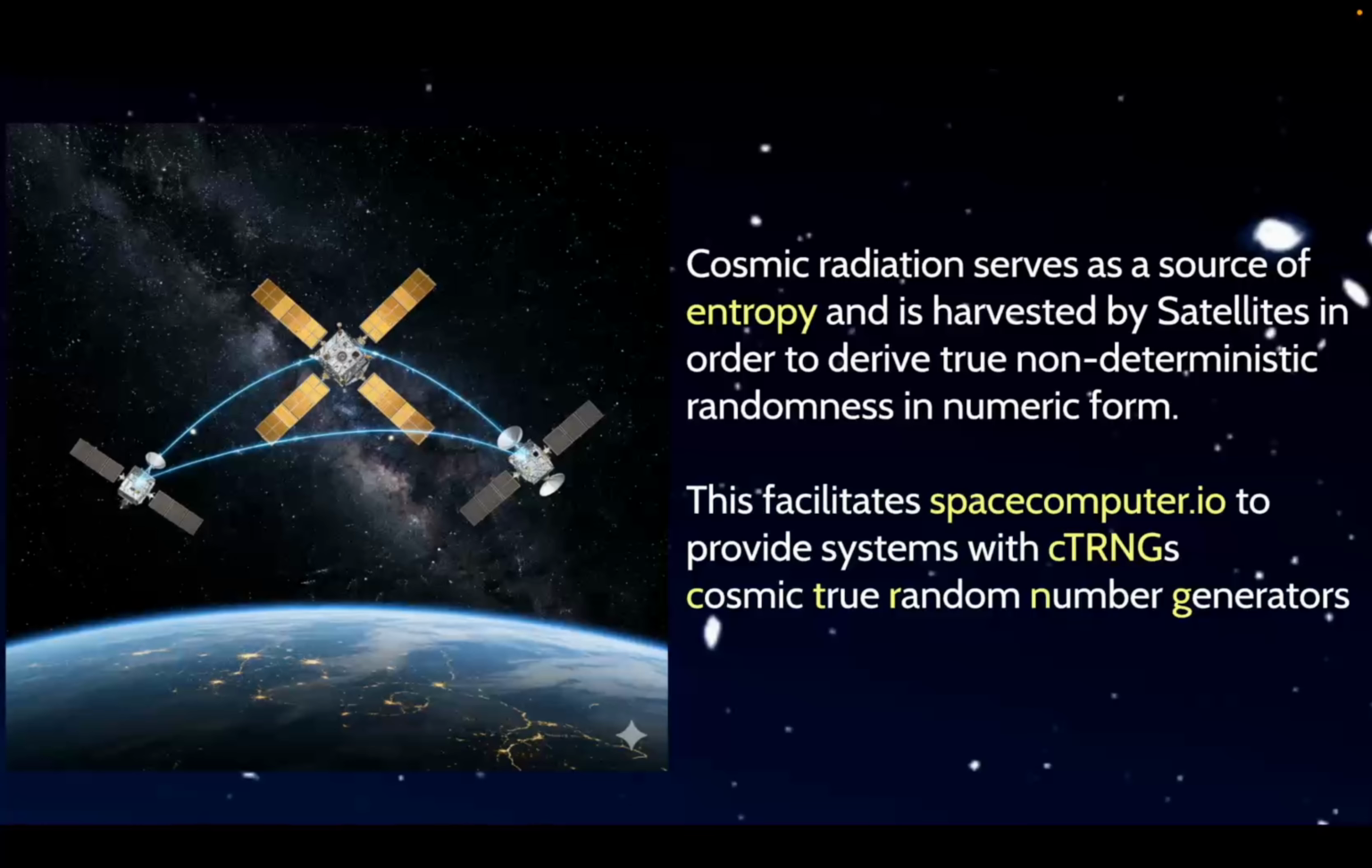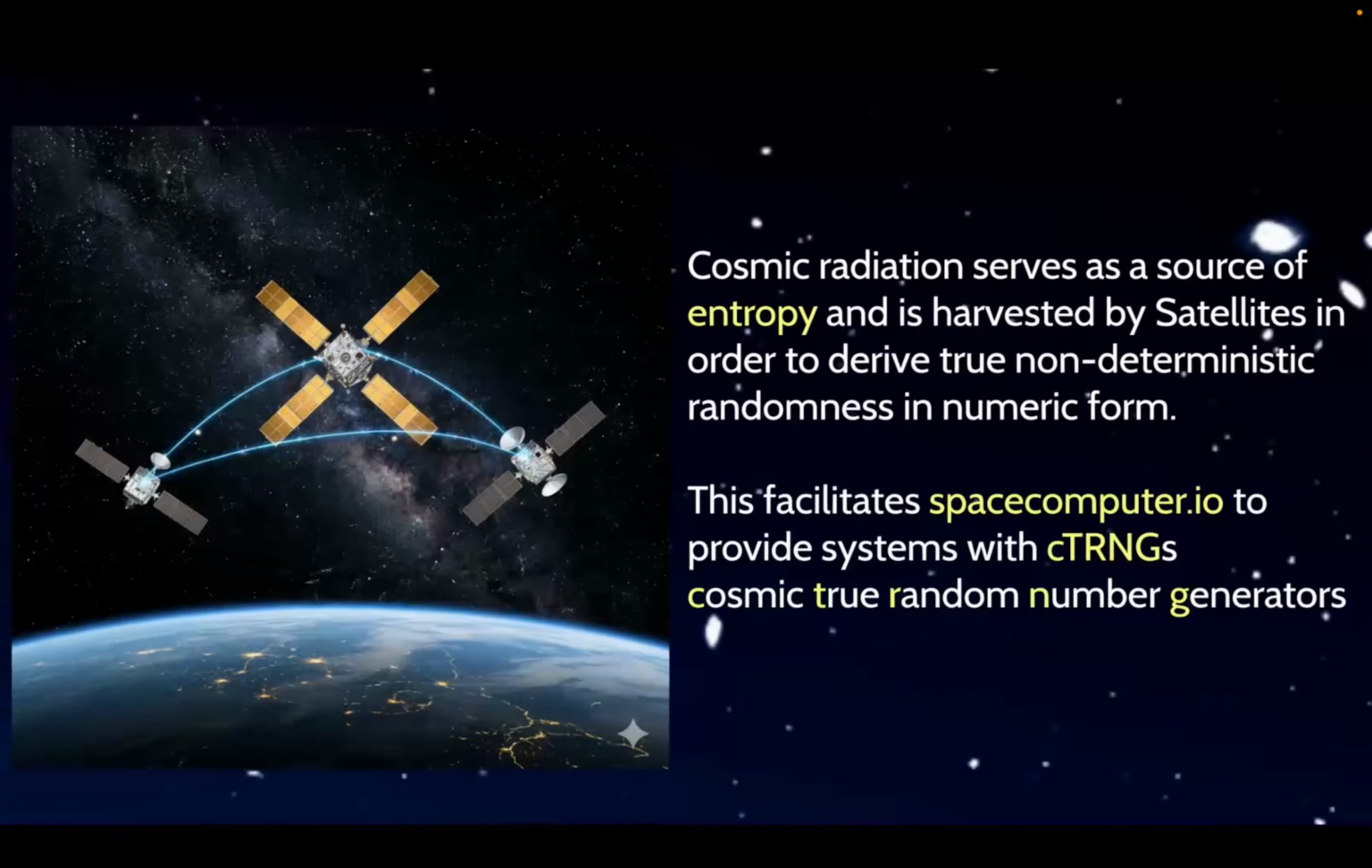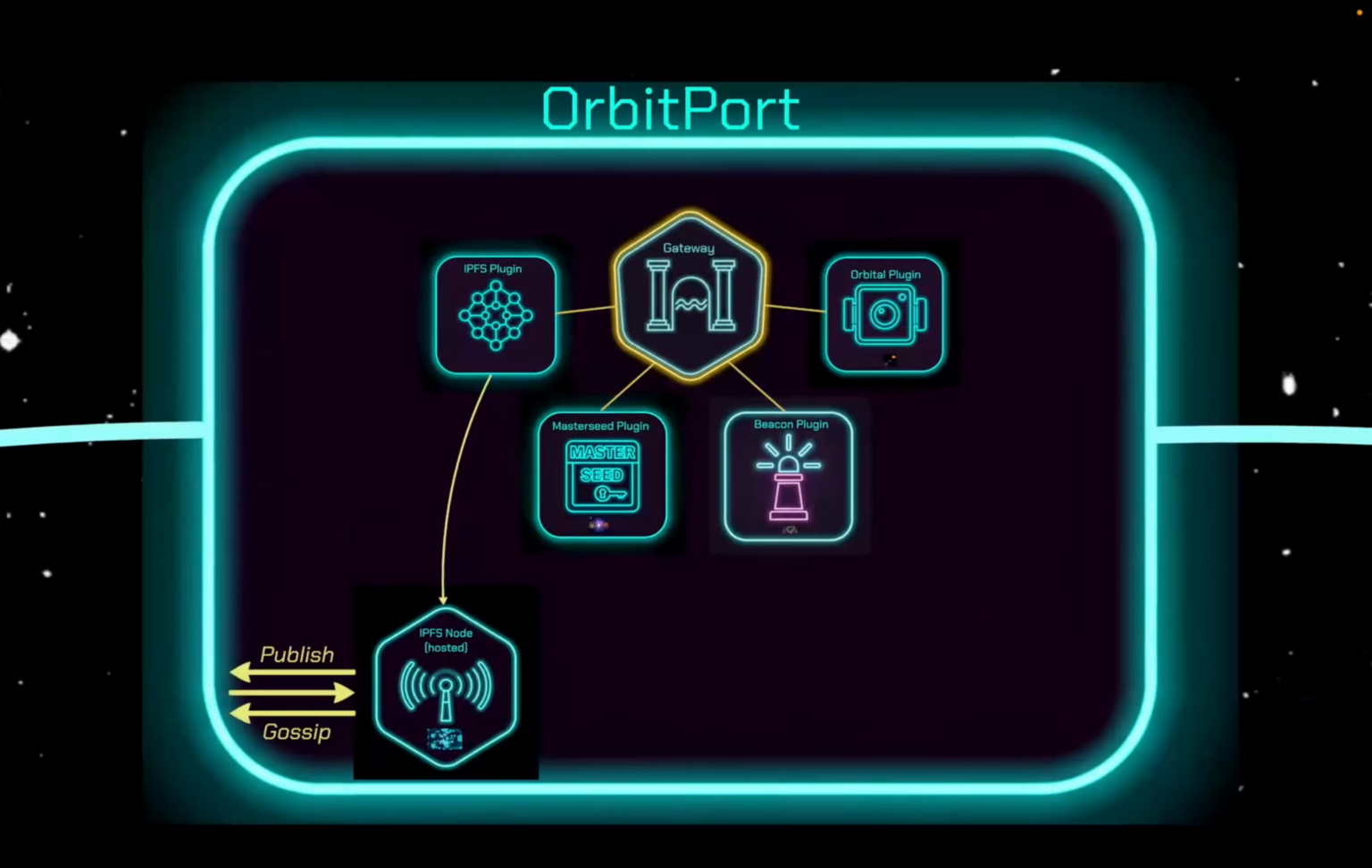Cosmic radiation serves as a source of entropy and is harvested by satellites in order to derive true non-deterministic randomness in numeric form. This facilitates SpaceComputer to provide systems with CTRNGs, cosmic true random number generators. The component responsible for orchestrating this capability and communicating with our orbital network is called OrbitPort. And I will go into a high-level overview of its various components that enable this rather graceful process.